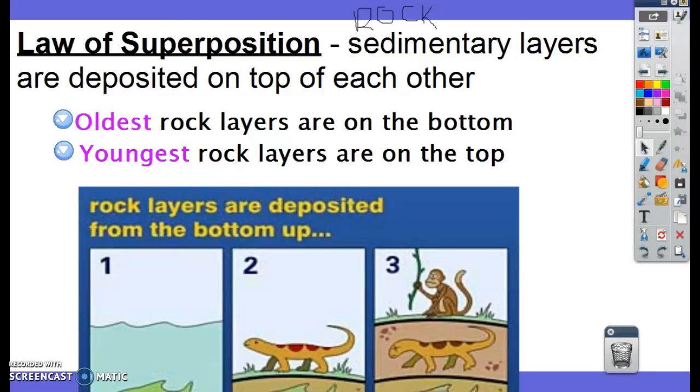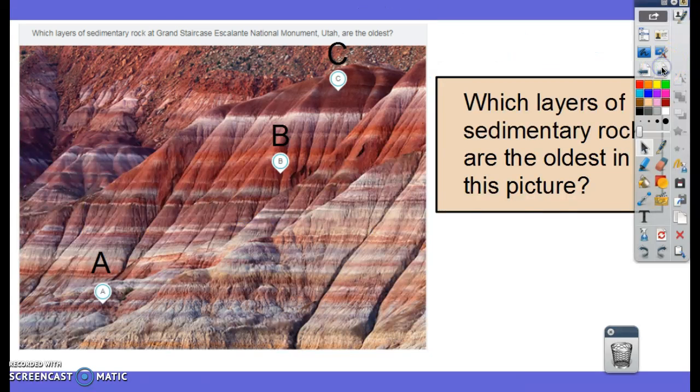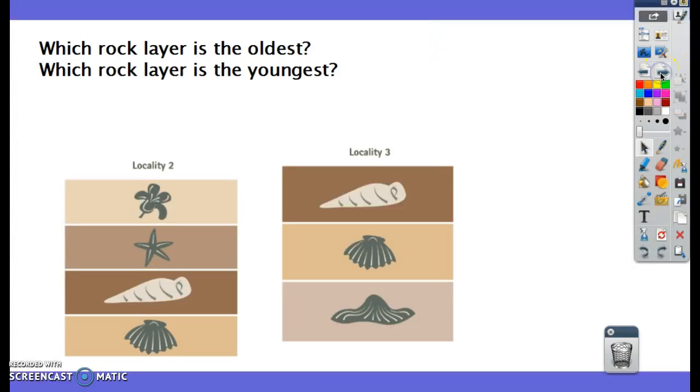All right, so if we look at these rock layers, we have A, B, and C. Which layers of the rock are going to be the oldest in this picture, A, B, or C? A, right? The ones on the bottom are the oldest, okay? Now, let's look at these. We have location 2 and location 3. We need to figure out which rock layer is the oldest and which one is youngest. So can anyone tell me, do we think location 2 or location 3 has the oldest rock?